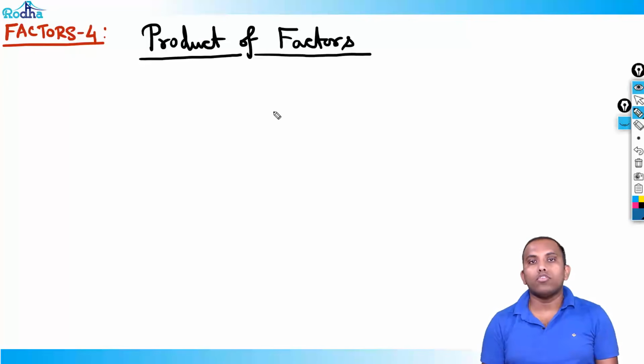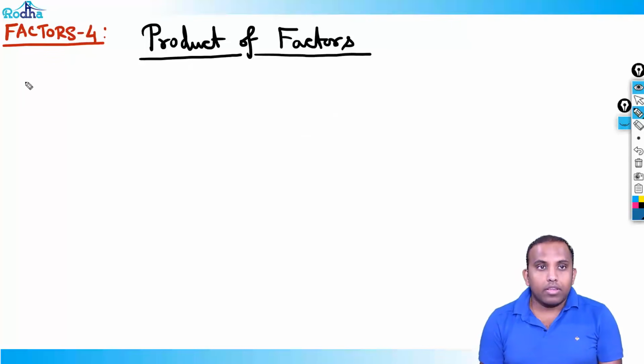This is the fourth class of factors. Today we'll discuss the product of factors. Now see, about the concept of product of factors, let me take a number 48. So 48 is a number.